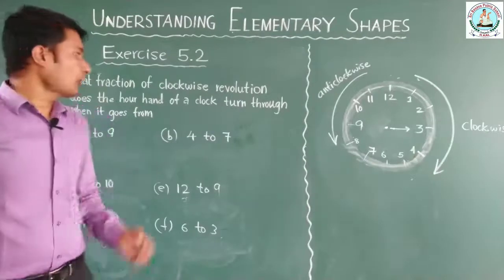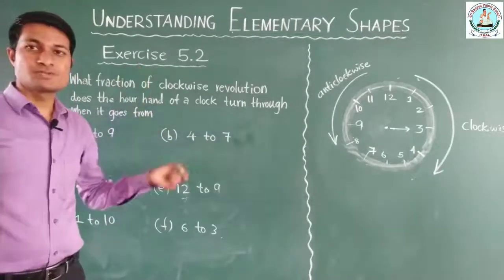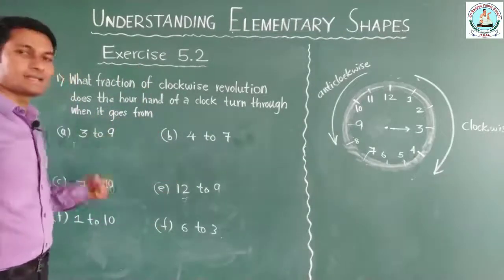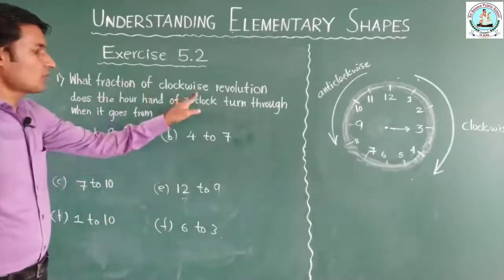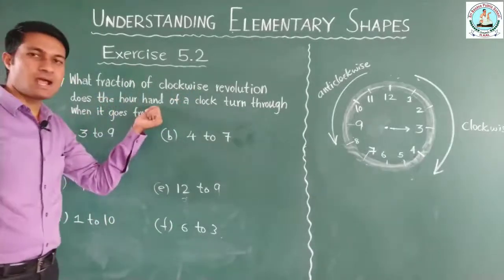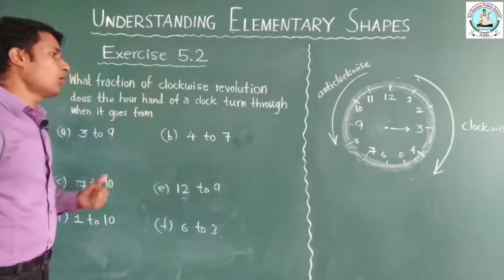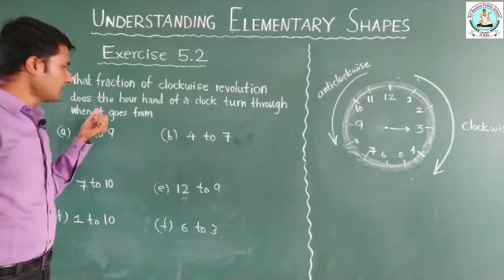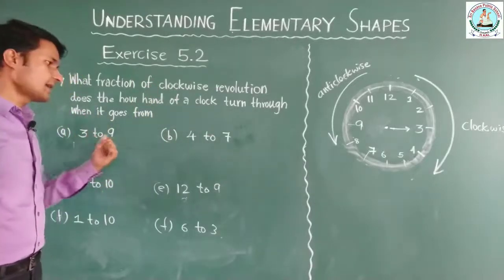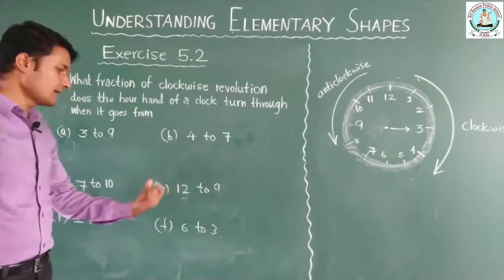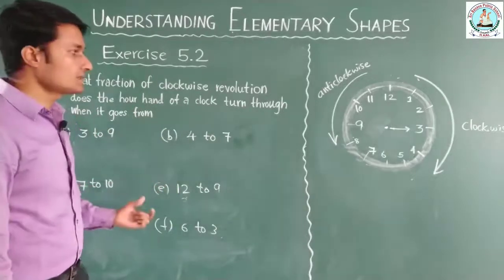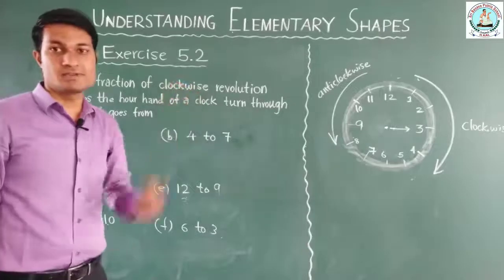Well students, now we are in exercise 5.2, and your first question is like this: what fraction of the clockwise revolution does the hour hand of a clock get through or turn through when it goes from 3 to 9, 4 to 7, 7 to 10, etc.? Right? So let us try to understand clockwise revolution first.